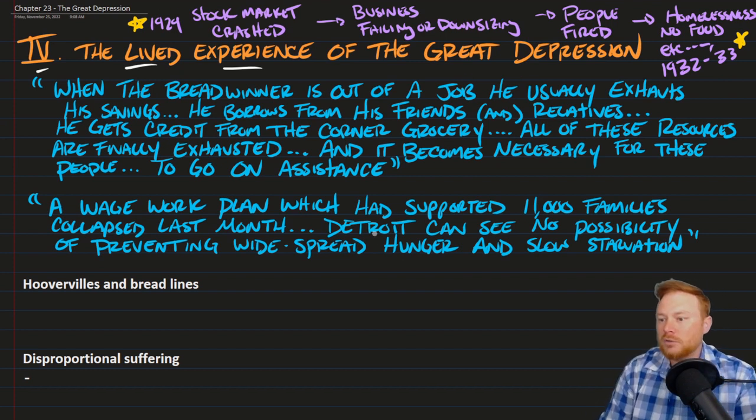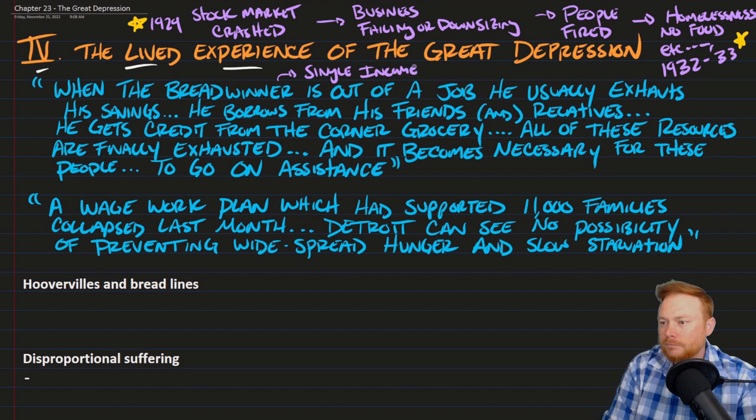And so this section opens up. We have a few quotes of individuals who lived during the Depression here. We'll just read through them to get a sense of the way that Americans were feeling this time period. This quote says, "When the breadwinner is out of a job," and the breadwinner, if we're not familiar, this is like the single income family, right? So typically in those days would have been the male breadwinner, and that was a job and a paycheck that supported everyone. So this one says, "When the breadwinner is out of a job, he usually exhausts his savings. He borrows from his friends and relatives. He gets credit from the corner grocery. All of these resources are finally exhausted, and it becomes necessary for these people to go on assistance."